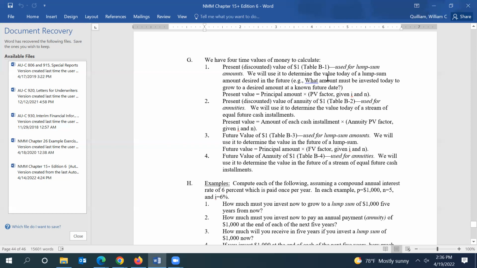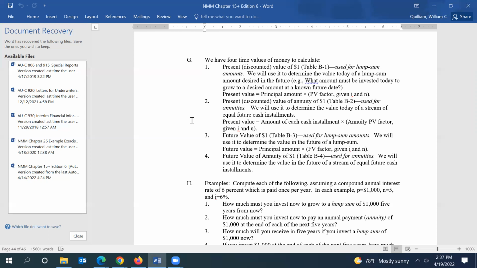So here in G, as we use these interest factor tables, we're going to have 4 time values of money to calculate. So we'll have present value and future value. We will have lump sum and annuities. So there will come the 4. So the first 2 I'm going to look at will deal with present values: present value of a lump sum first and present value of an annuity.